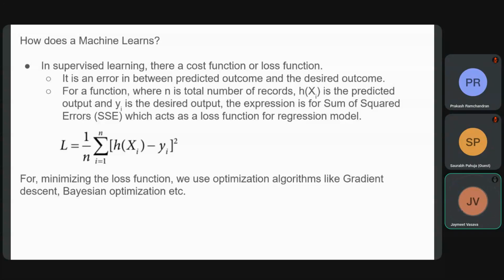So the sum of squared errors for the regression models is given by 1 by n and the summation of all the errors occurring for all the records from i equals 1 to n. This acts as a loss function for regression models. For minimizing the loss function, we use optimization algorithms like gradient descent, Bayesian optimization, etc.